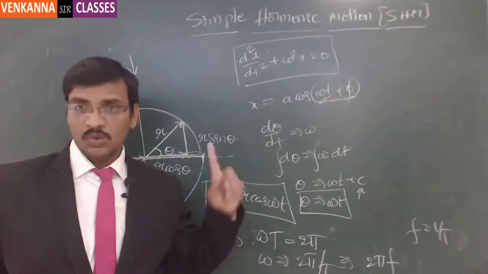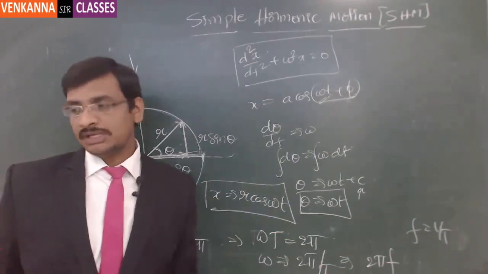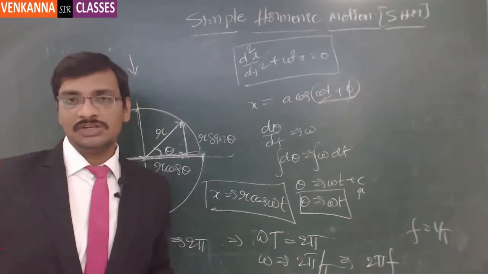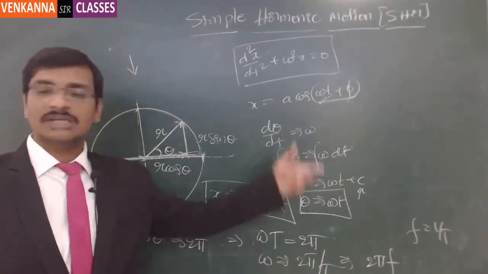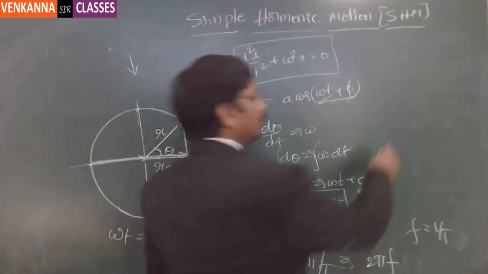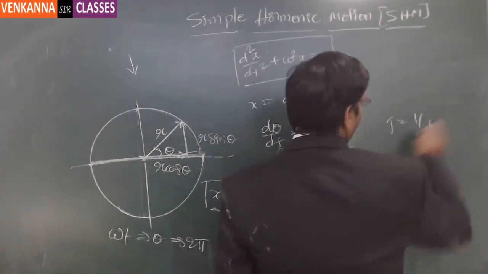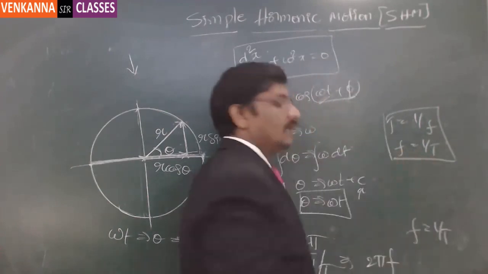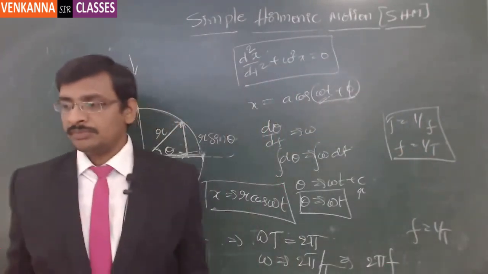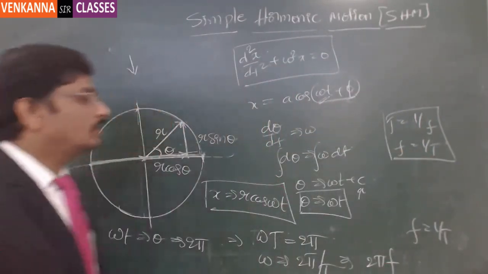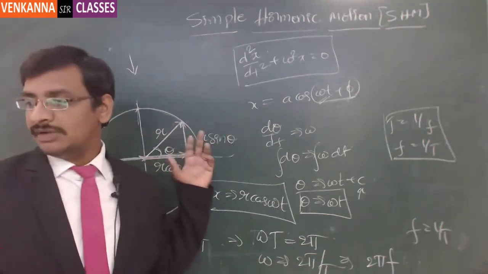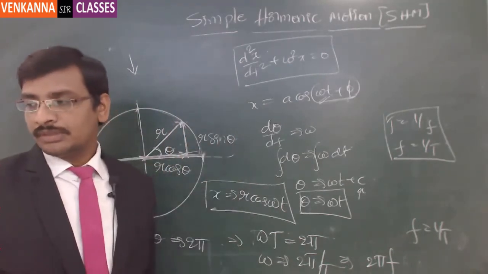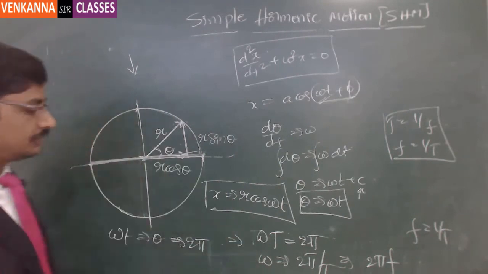Now, in 1 second, how many revolutions are happening is nothing but the inverse of the time. So that is T equal to 1 by f, or f equal to 1 by T. So these relations hold good even in the circular motion as well. Got it? So you can do the problem in either way. Both are actually one and the same. Got it? Okay, you can note down this.